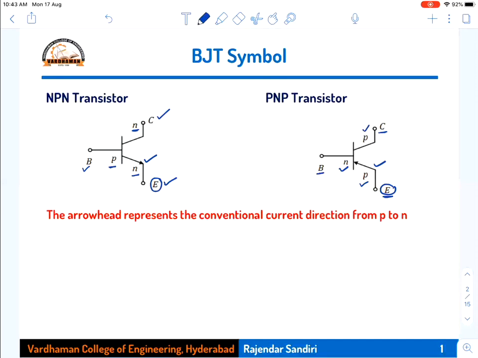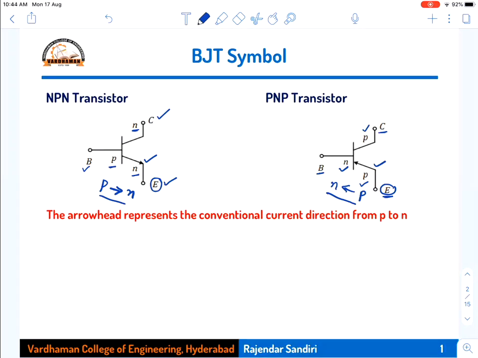Okay, in case of the NPN transistor, the arrow is from P to N. Even in the case of the PNP transistor also, the arrow is from P to N. So P is the emitter, N is the base in this case, P to N. So in both cases, the direction of the current is from P type to N type. Okay, in the emitter terminal, it is from P type to N type. So we can say this current is the emitter current in both cases.